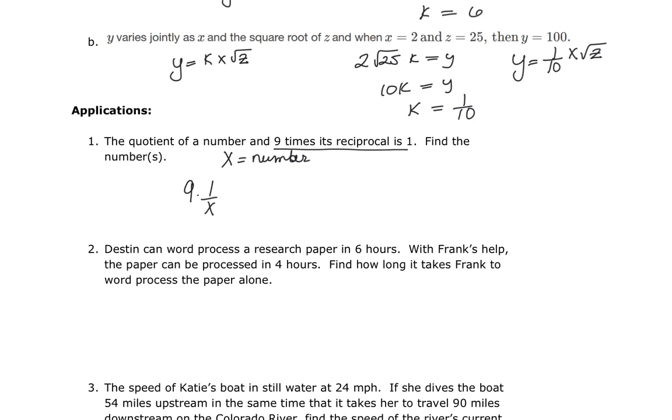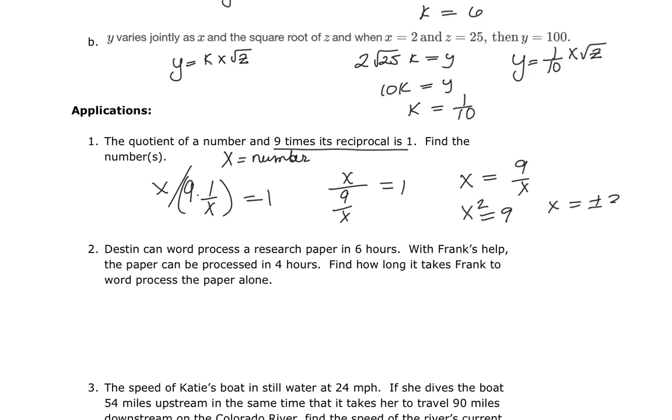And then let me see. The quotient of a number, so I'm going to take x and divide it by this, and it's going to equal 1. So what I have is x over 9 over x is equal to 1. So I'm going to multiply both sides by 9 over x. So I'm going to get x is equal to 9 over x. So then x squared is equal to 9. So then x is equal to plus and minus 3. On this one, I actually didn't have to do the setup as varies jointly or varies inversely.